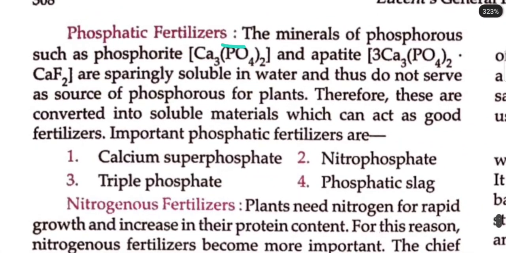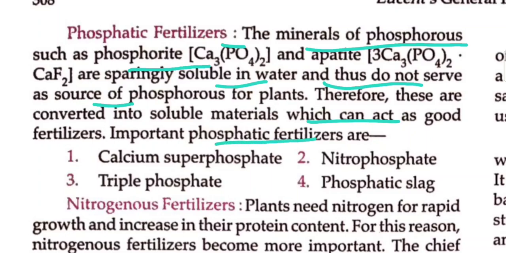Phosphatic fertilizers क्या होता है? The minerals of phosphorus such as phosphorite Ca3(PO4)2 and apatites 3Ca3(PO4)2·CaF2 are sparingly soluble in water and thus do not serve as source of phosphorus for plants. Therefore, these are converted into soluble materials which can act as good fertilizers.